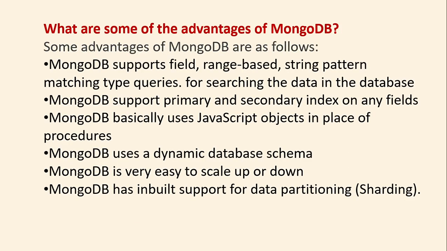What are some of the advantages of MongoDB? Some of the advantages of MongoDB are: MongoDB supports field, range-based, and string pattern matching types of queries for searching the data in the database. MongoDB supports primary and secondary indexes on any fields. MongoDB basically uses JavaScript objects in place of procedures. MongoDB uses dynamic database schemas. MongoDB is very easy to scale up or down. MongoDB has inbuilt support for data partitioning or sharding. You must remember at least 2 to 3 points from here.